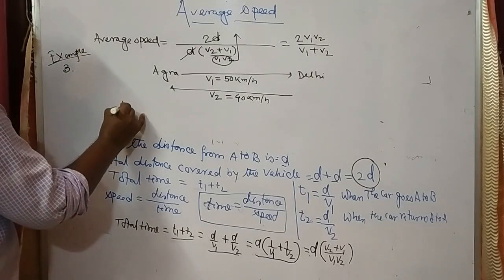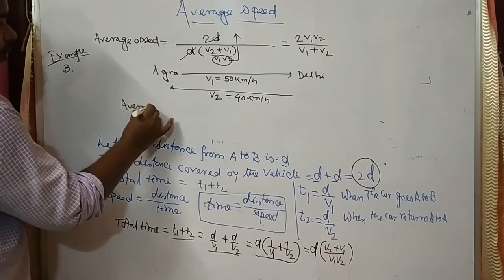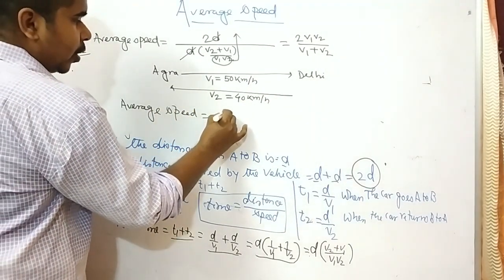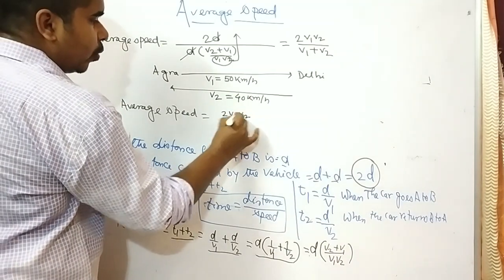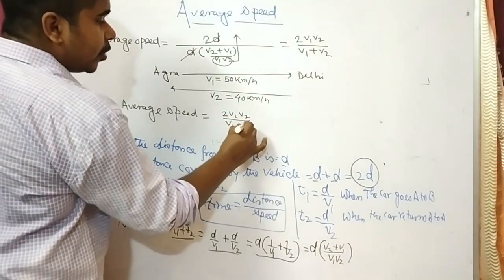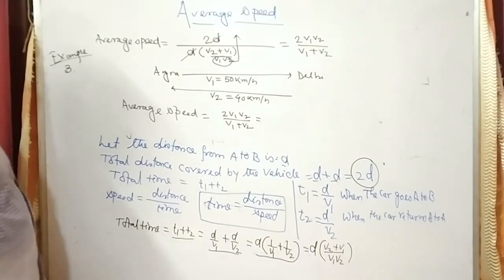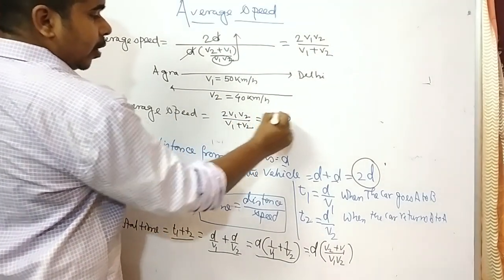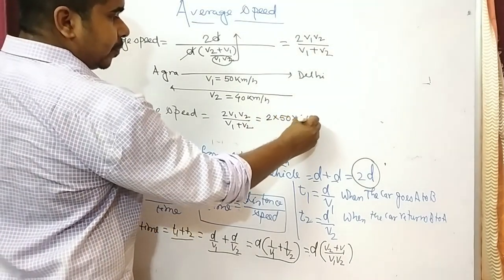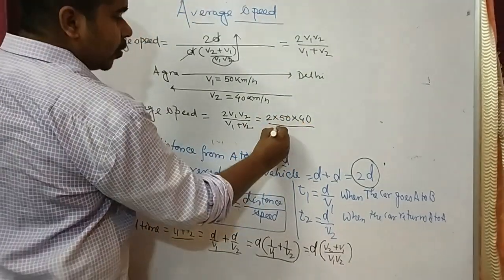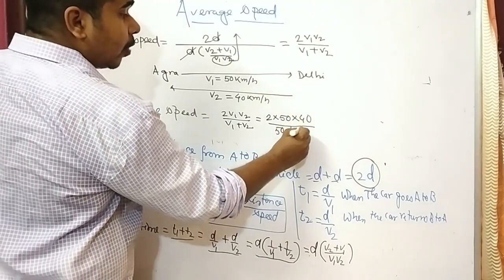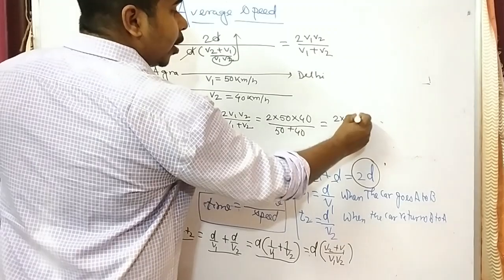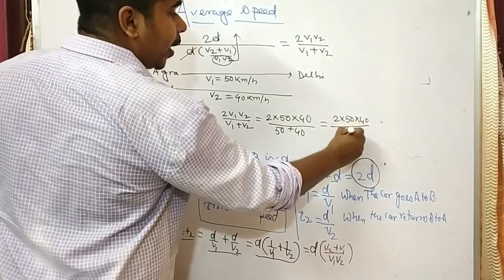We know average speed is equal to 2 into v1 into v2 by v1 plus v2, as per the equation. Achha, what is v1? 50. So 2 into 50, what is v2? 40. And v1 plus v2? 50 plus 40. So it is 2 into 50 into 40 by 90.